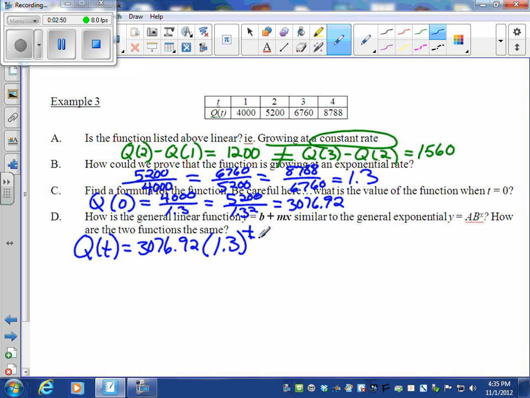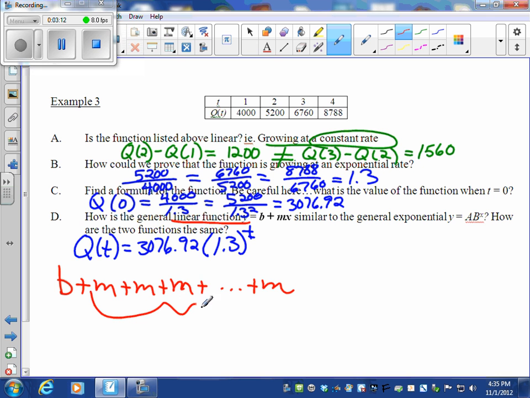D, how's the general linear function similar to the general exponential? I love this problem. And how are they the same? Well, they're very similar, believe it or not. With a linear function, you start with some b value, and you can begin to add m's to it over and over and over again. How many m's? Well, x m's. And that should equal your output.